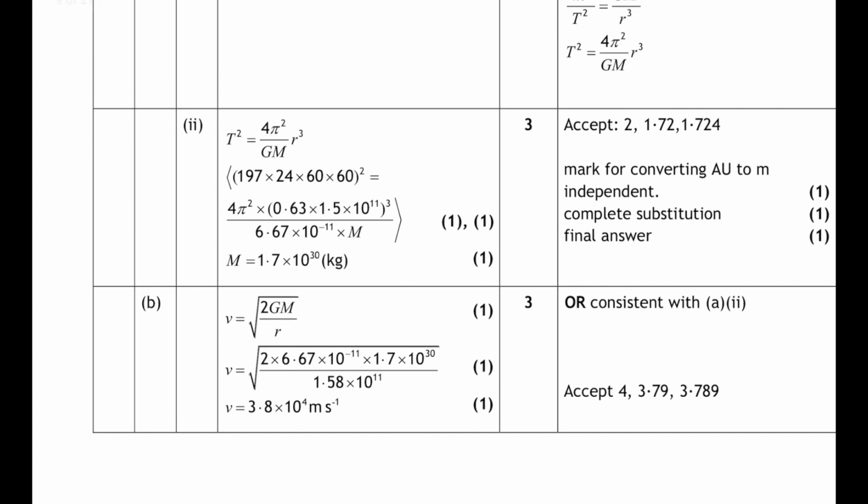There's your marking instructions. Straightforward 3 marker: equations, substitutions and final answer. And on the right hand side there, you will still get the marks as long as your mass is consistent with that you worked out in part A.